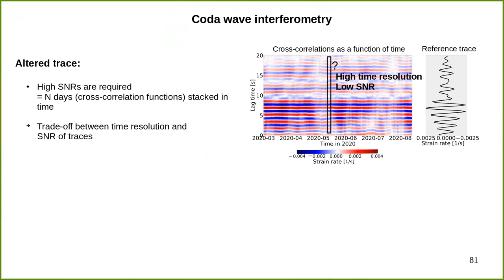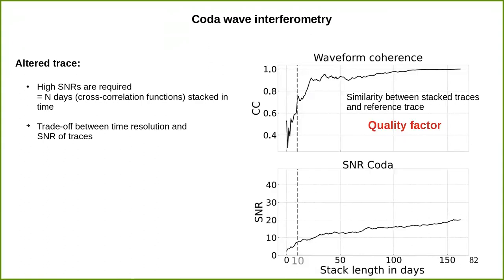So in order to constrain or to define the optimal temporal stack length, we look at two parameters. The first is the signal to noise ratio measured on the coda for an increasing stack length in days. And the second is the waveform coherence, so the correlation coefficient between the stack traces and the reference trace. Here you can already keep in mind that the similarity between the stack traces and the reference trace is an important quality factor in our analysis. Typically, the optimal temporal stack length is chosen where the waveform coherence function converges.